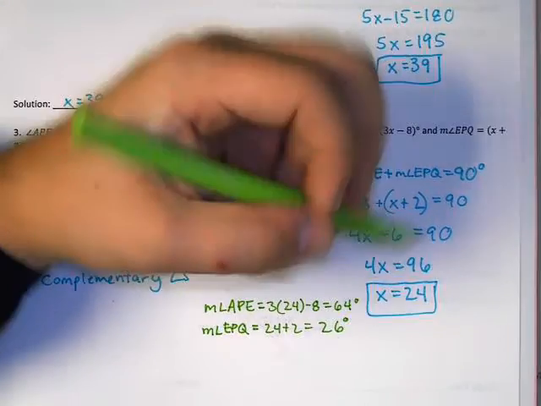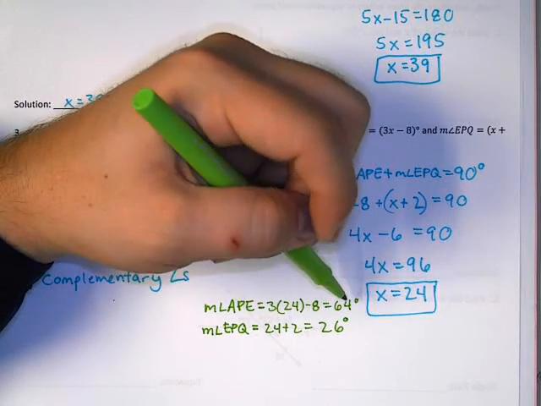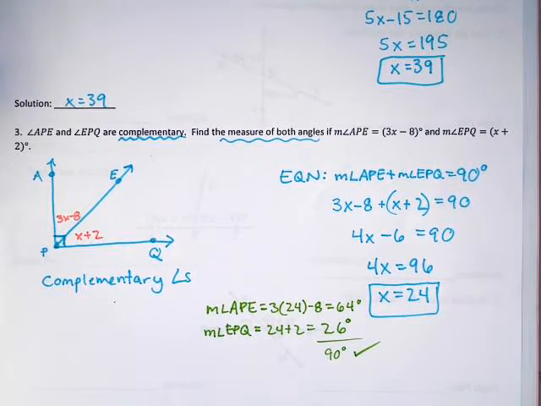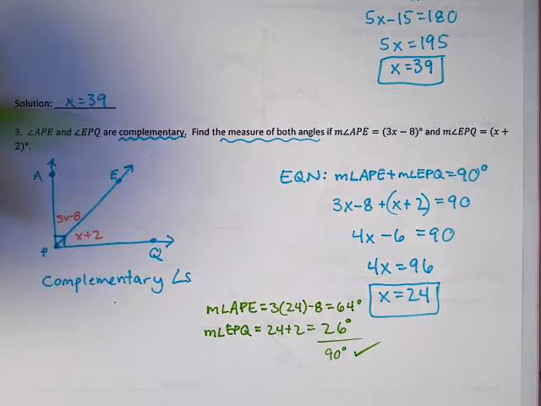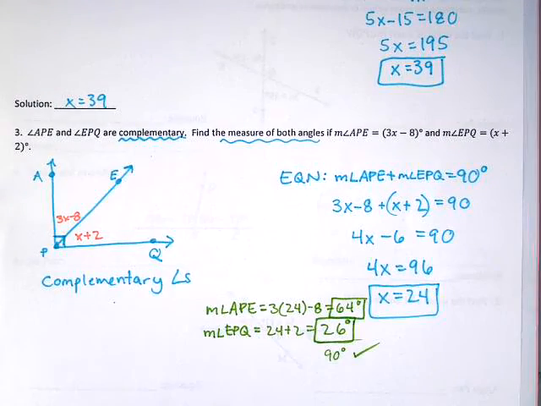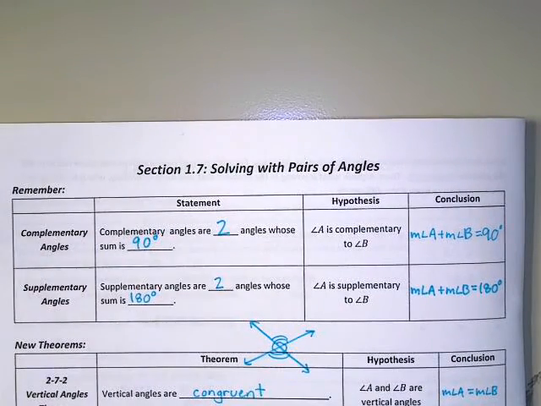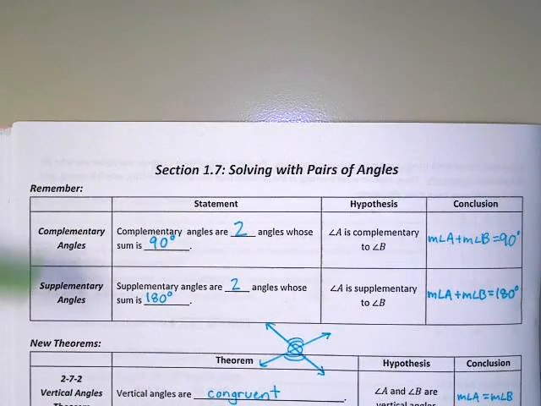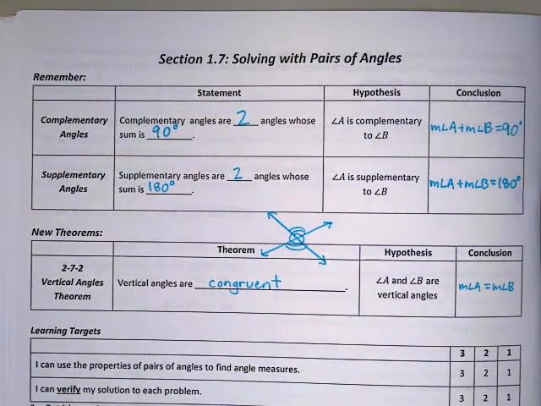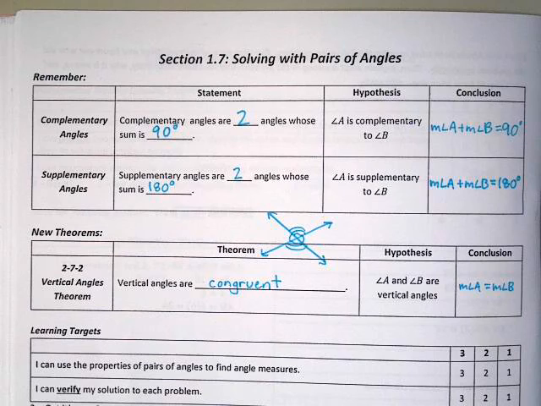And oh my gosh, what do you know? 64 plus 26 is 90, which is a good check because we knew that both of our angles needed to add to 90 degrees. All right, so this was a good little mini intro lesson on solving with pairs of angles. And by pairs, we mean complementary, supplementary, and vertical angles. Please make sure that you, if you need to, if you didn't quite get it, maybe try to watch parts of the video again, or just jot down some questions so that you can ask me in class tomorrow.